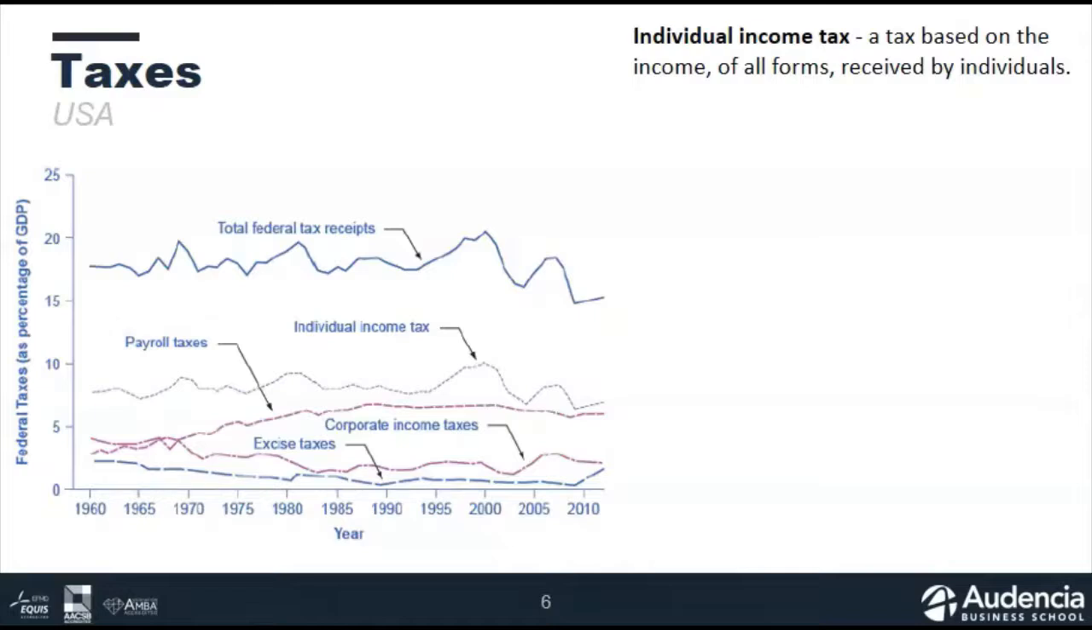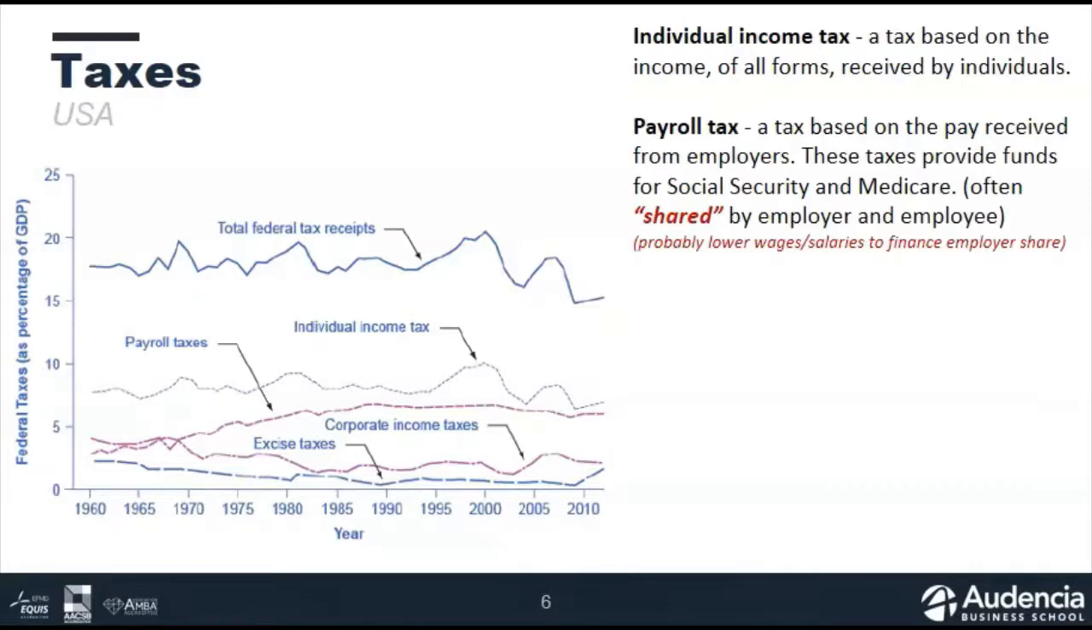The first type of tax we have is an individual income tax. This is a tax based on the income of all forms received by individuals. So if you're an individual and you receive wages and salaries, interest income, or capital gains income, all of these are annual income, a flow of income into your household, which can be taxed, and that's the income tax.